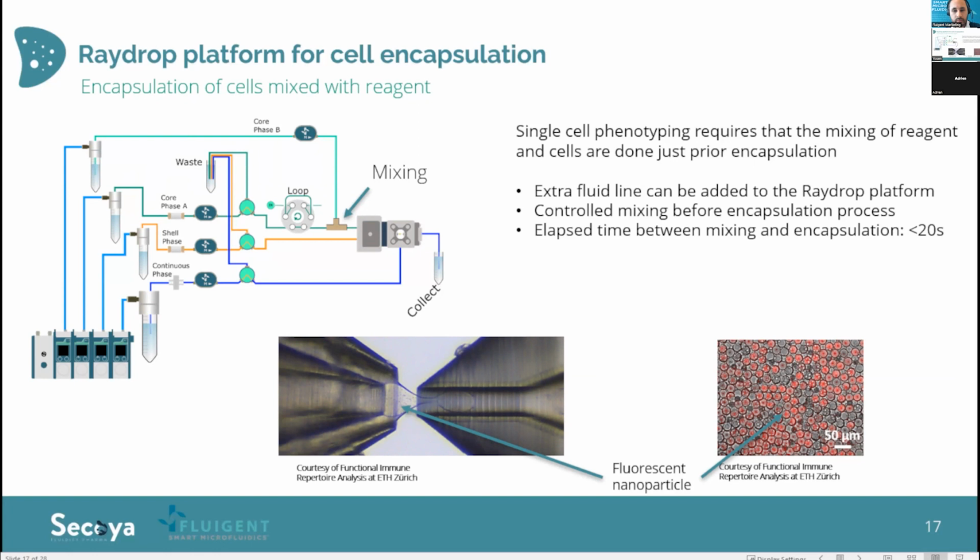In such a case, the time between the mixing and the encapsulation is below 20 seconds. We use this system to encapsulate cells with fluorescent particles. In the picture on the bottom left, you can see the nanoparticles being encapsulated inside the double emulsion, right here. In the picture on the right, you can see the double emulsion that contains the fluorescent nanoparticles.